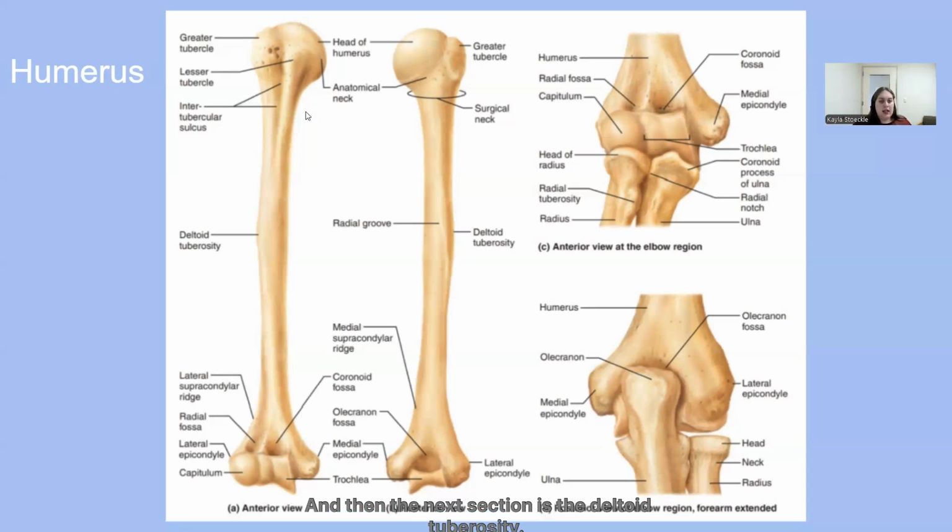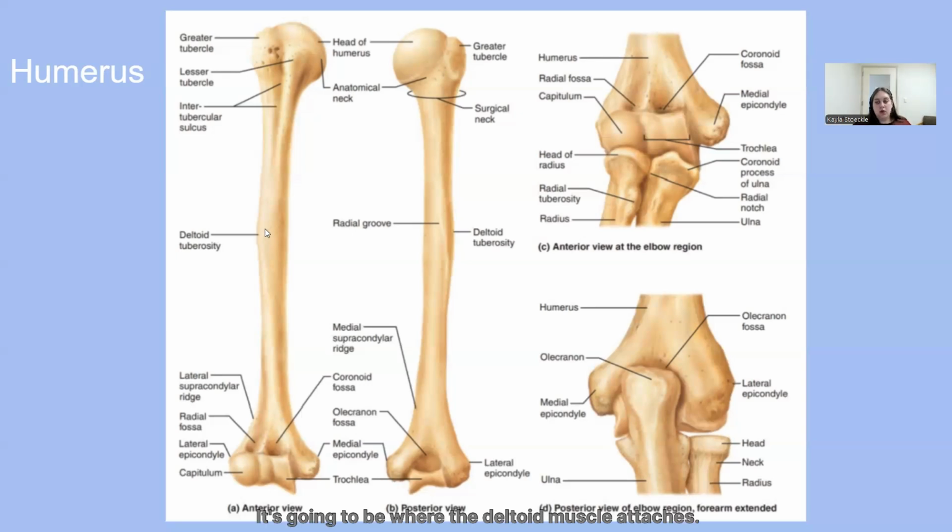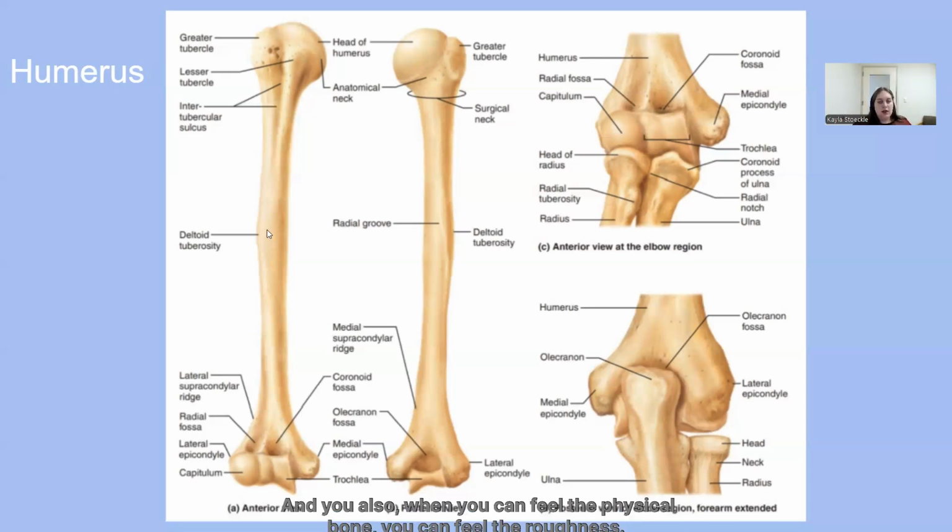And then the next section is the deltoid tuberosity. This is going to be a rough structure that allows for the, which one? I think it's the deltoid muscle. It's going to be where the deltoid muscle attaches. And when you can feel the physical bone, you can feel the roughness. And so that's going to allow for better attachment for that muscle.